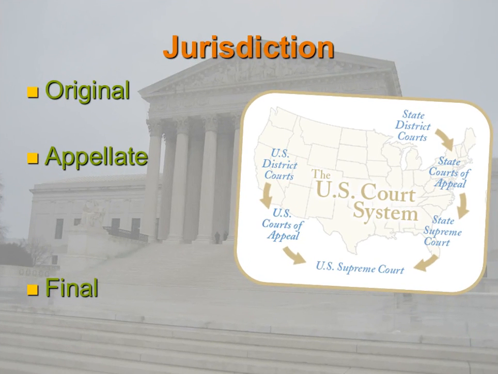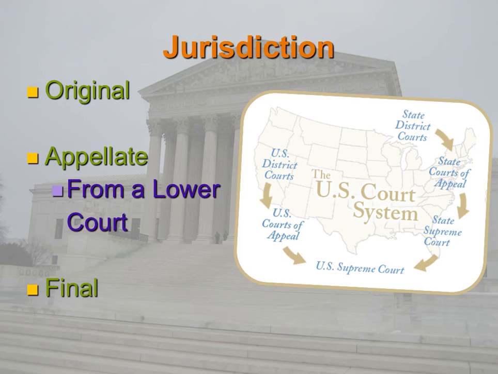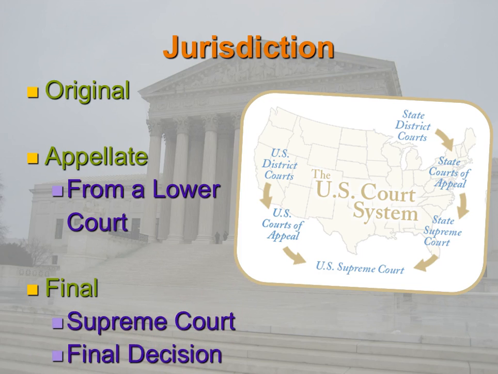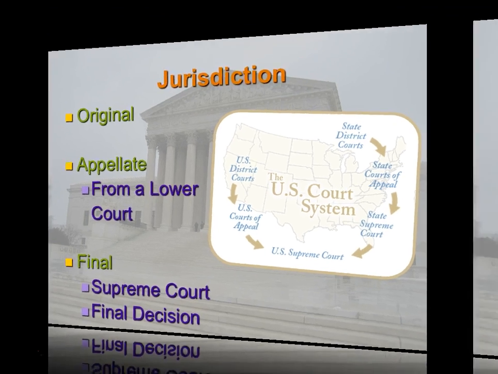So again, if we want to look at our diagram, courts of original jurisdiction would then go to an appeals court, so the U.S. Court of Appeals or the State Court of Appeals, and then you could appeal to what is known as a court of final jurisdiction, and there's only one of those in the United States. That is the Supreme Court of the United States of America. And so if we look at that, the Supreme Court has the final decision. Once the Supreme Court rules, the case is over.